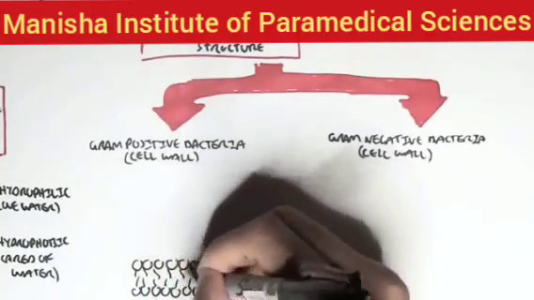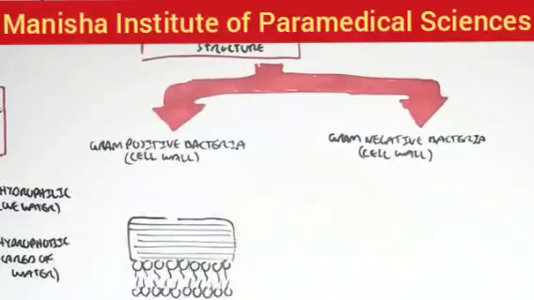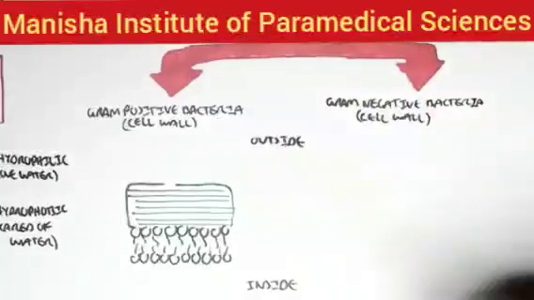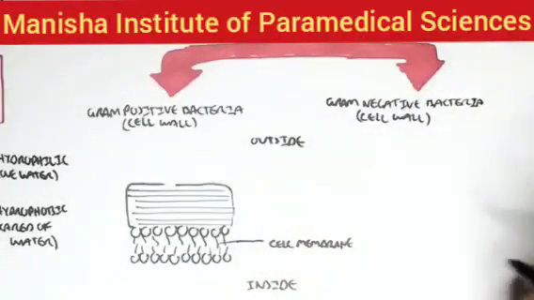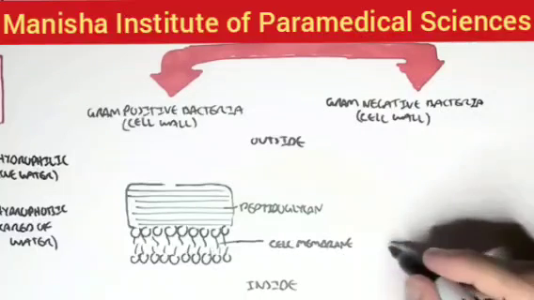Well, the gram-positive bacteria has a cell membrane with a structure above it. Let's just say here's the outside of the bacteria and here's the inside of the bacteria. So here we have the cell membrane, and the structure above it is known as a peptidoglycan and is composed of amino acids and sugars.